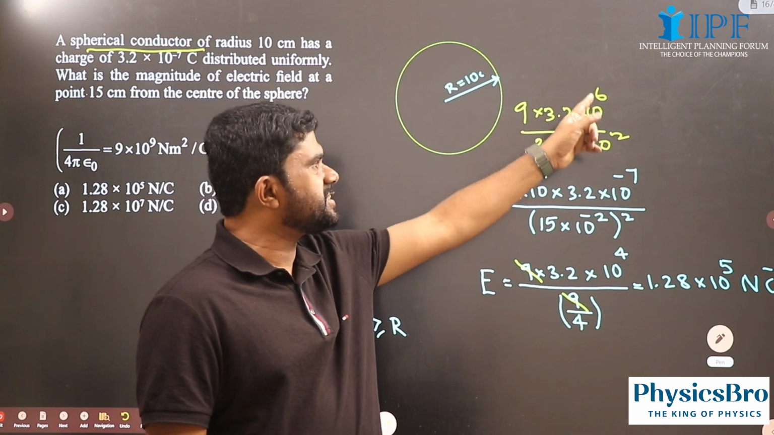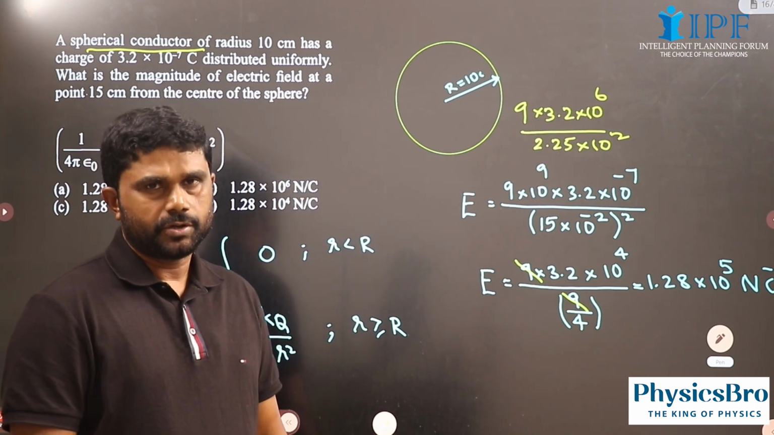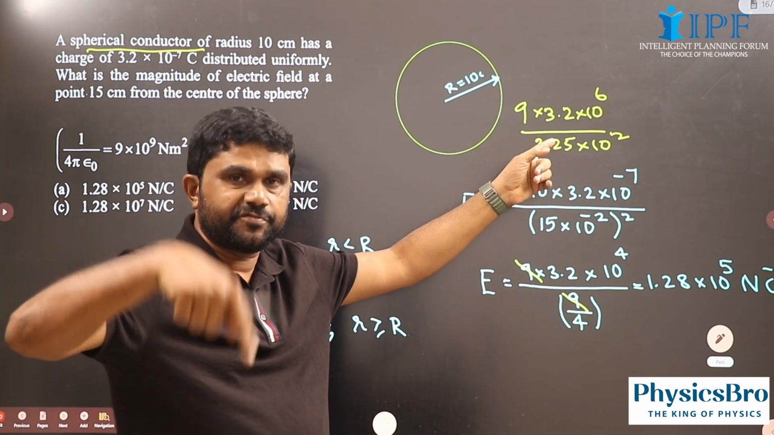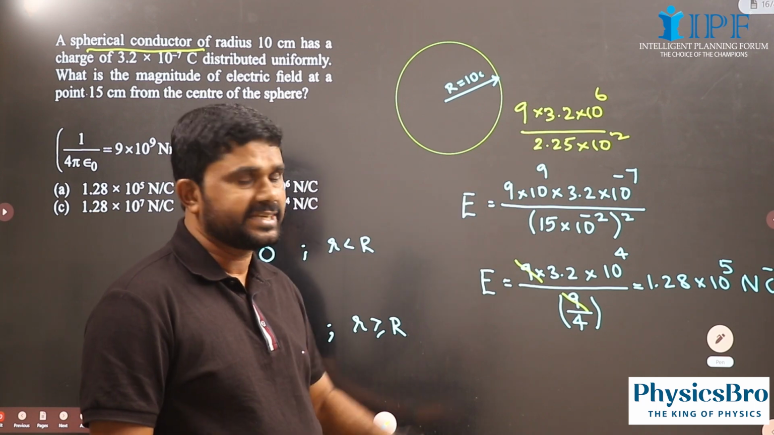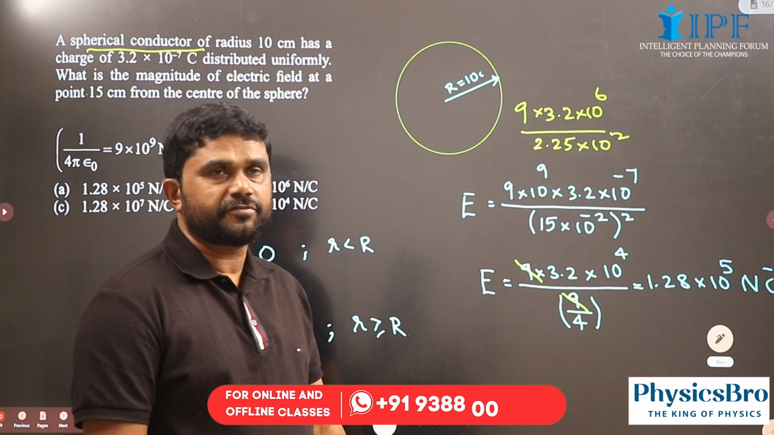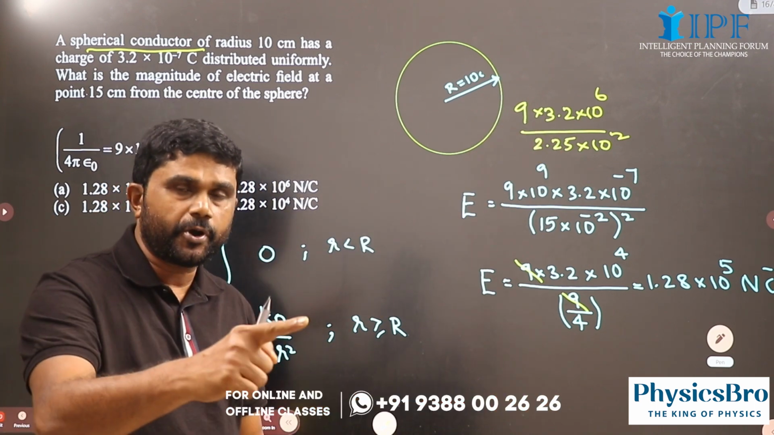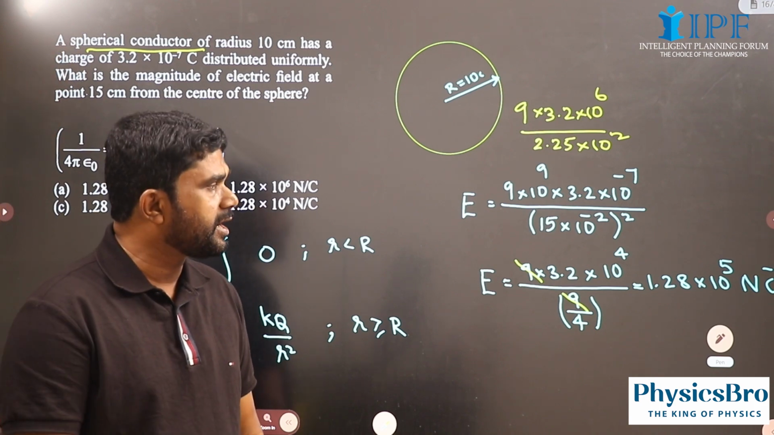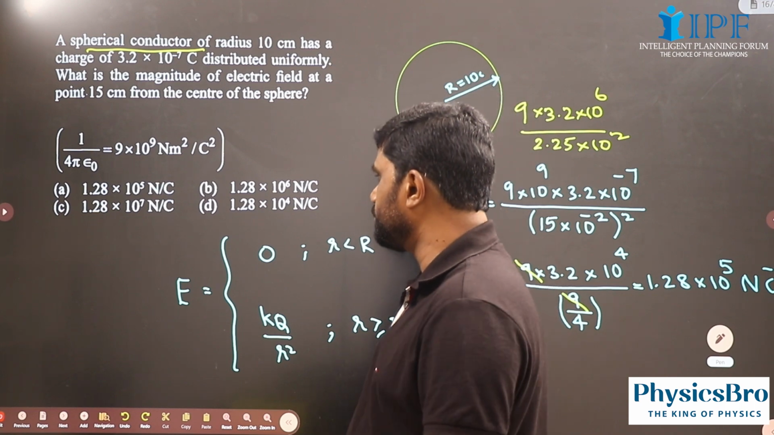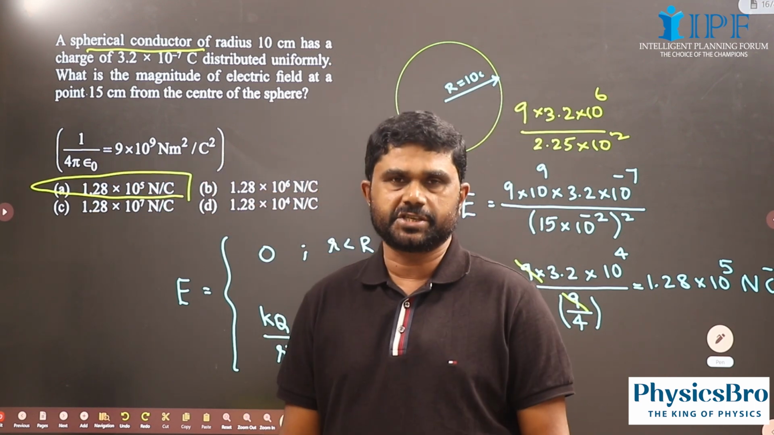Now this 10 raised to 6 by 10 raised to 2 will be 10 raised to 4. And this 2.25 we can write 9 by 4. This 9 and 9 will get cancelled and 4 will go to the numerator. And 4 into 3.2 will be 12.8. So 12.8 into 10 raised to 4, or we can write 1.28 into 10 raised to 5 Newton Coulomb raised to minus 1.